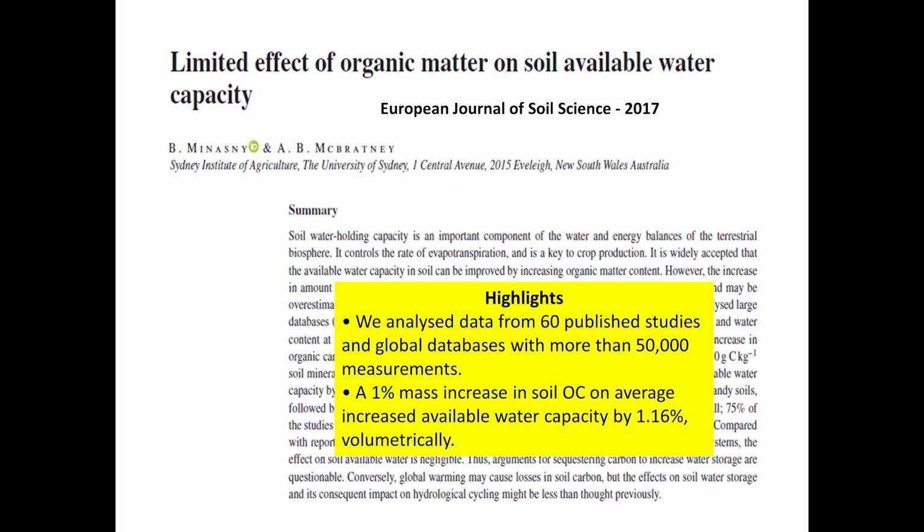Soil organic matter is supposed to increase plant available water, right? I mean, that's just a standard concept that we all accept. Well, this was a study that just came out in 2017. 50,000 different soil water measurements from a large set of databases from 60 different published studies were compiled, and the meta-analysis, looking at everything together, showed that a 1% increase in organic carbon had a very small effect, about a 1% increase in the amount of plant available water.